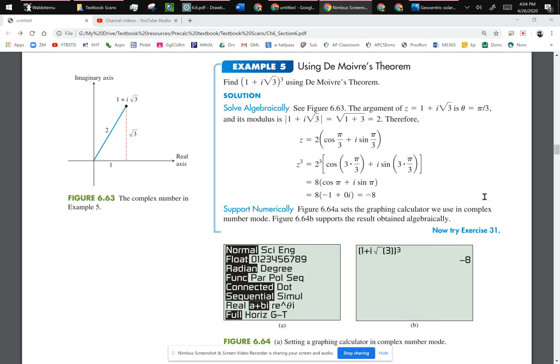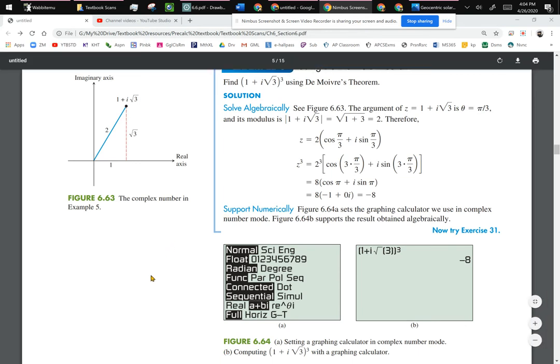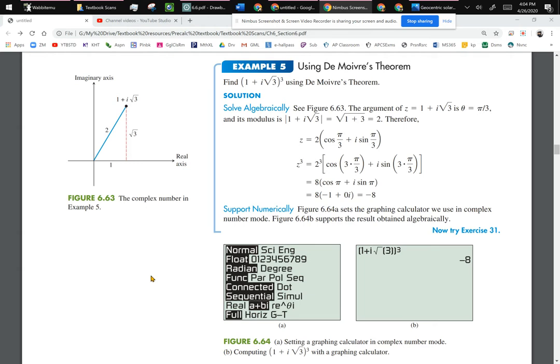Welcome to example 5 of 6.6. We just saw this example actually with the Khan Academy video stealing from, was it 3 Blue 1 Brown? 3 Brown 1 Blue, that's it. And basically, we got to see those rotations visually, but let's do the math.